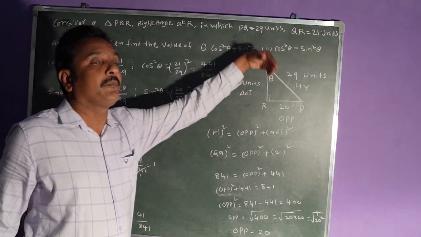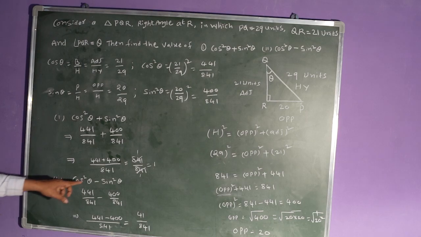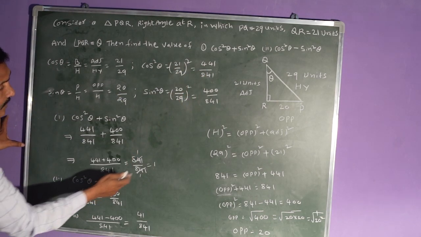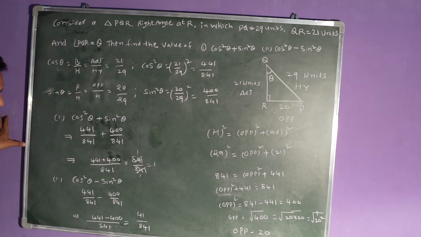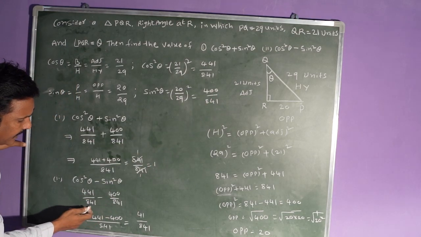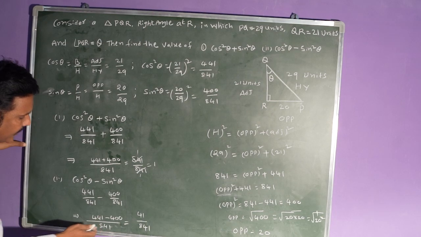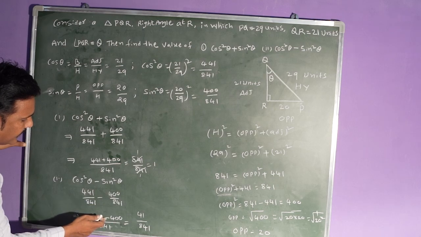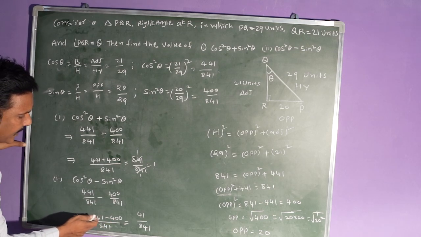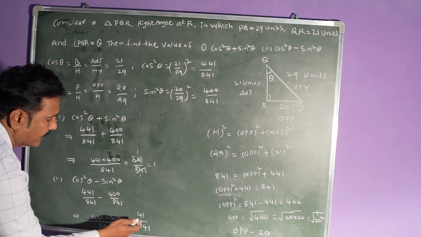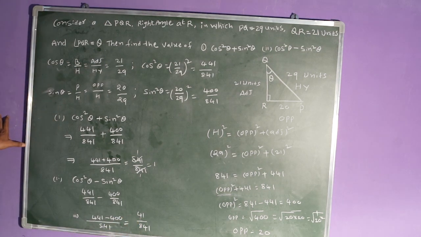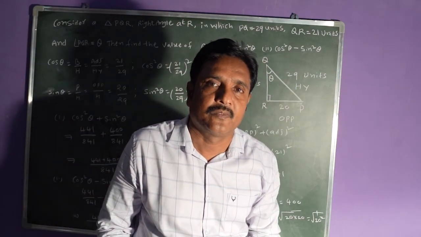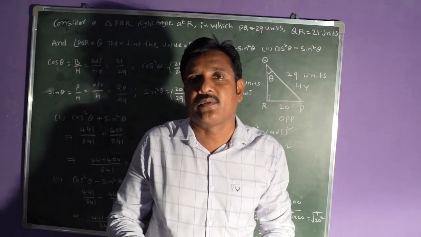Then next, cos square theta minus sin square theta value. Cos square theta value is 441 by 841 minus sin square theta value is 400 by 841. Then the denominator is the same, LCM is 841. 441 minus 400 is 41 by 841. This is the cos square theta minus sin square theta value. Okay, is it clear? I will go to the next problem.